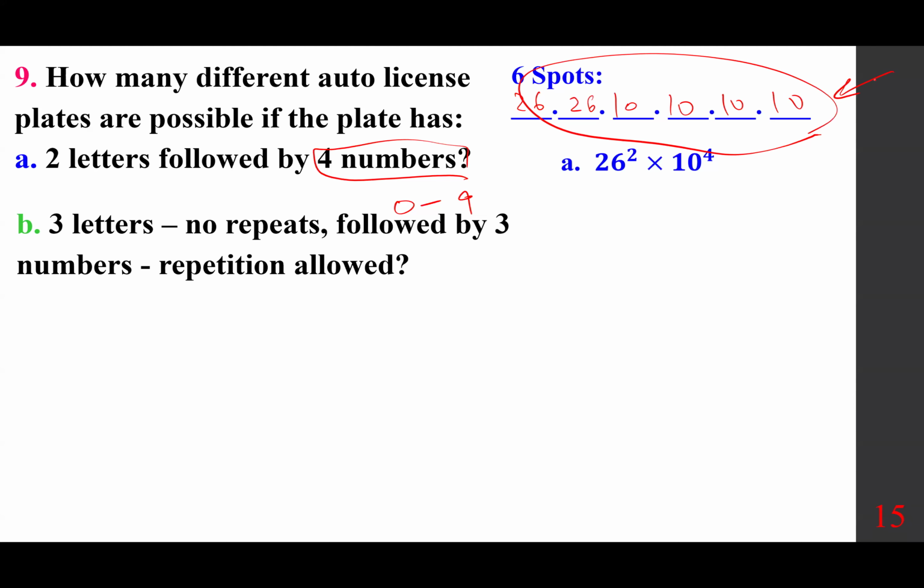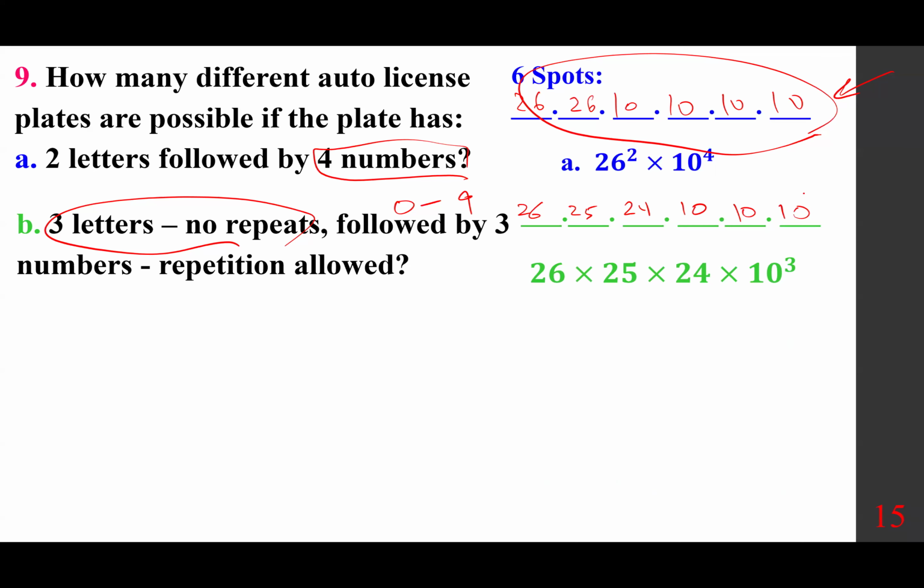3 letters, no repeat, followed by 3 numbers. So again, we have the same 6 spots, and we can't repeat the letters: 26, 25, 24. And then 3 numbers, and we have 10, and there's no restriction for the next one. So 26 times 25 times 24 times 10 cubed.